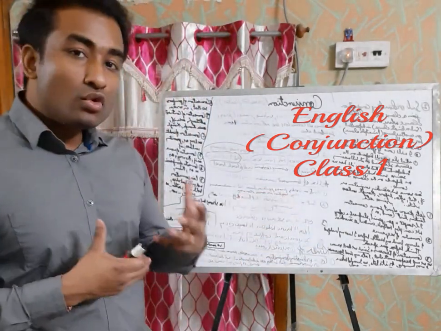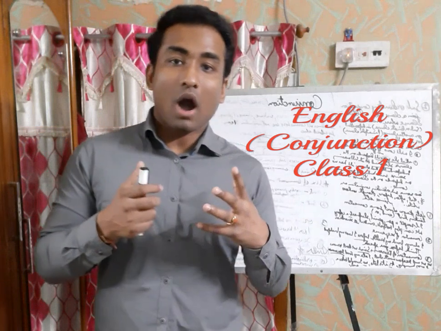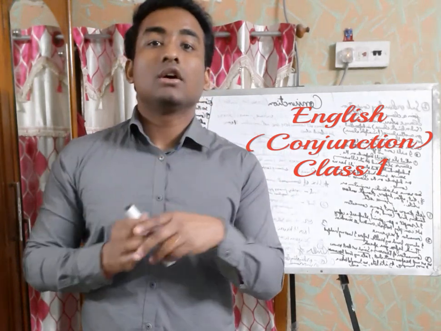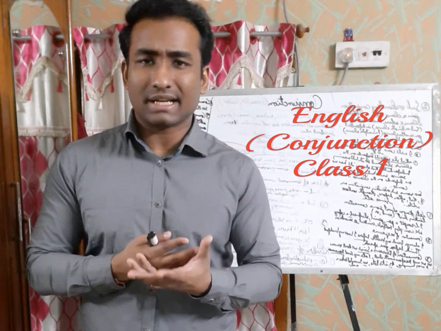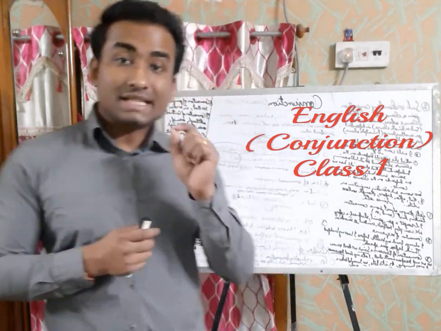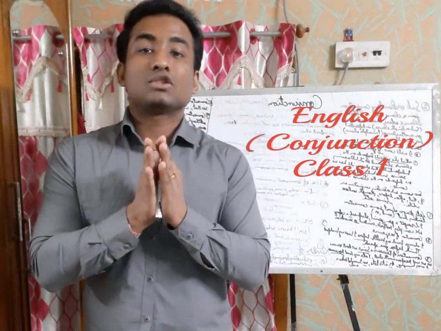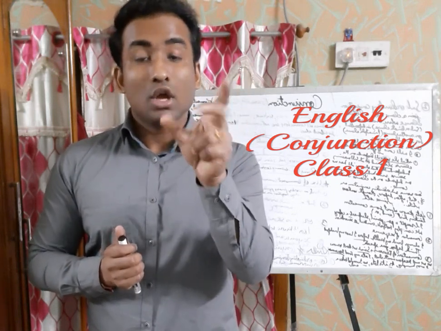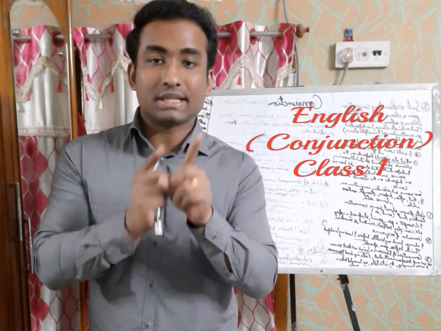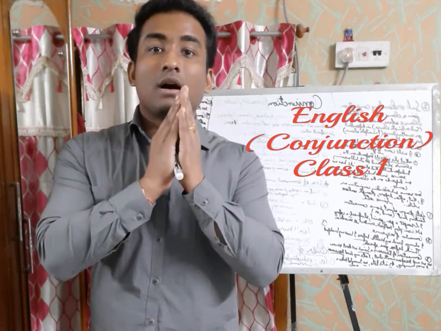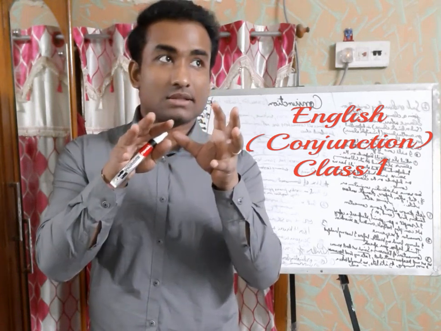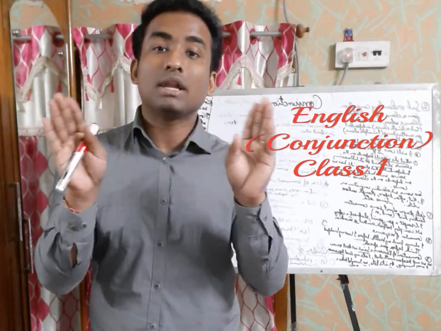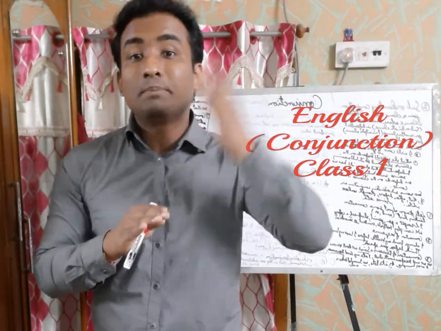So if I have to explain what a coordinating conjunction is: coordinating conjunctions join together 2 words, 2 clauses, 2 sentences or 2 phrases, but there is a difference. Coordinating conjunctions join words, clauses, sentences or phrases of equal rank or equal position, which means both should have equal importance. It should not be dependent on each other.